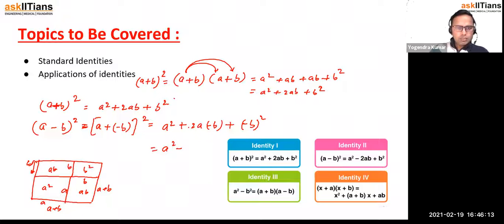Now here you can see a plus and a minus. What will it give me? Minus 2ab plus b square. Minus b whole square is the same as b square only. So what we are getting is only a minus sign here. I hope you are getting it.